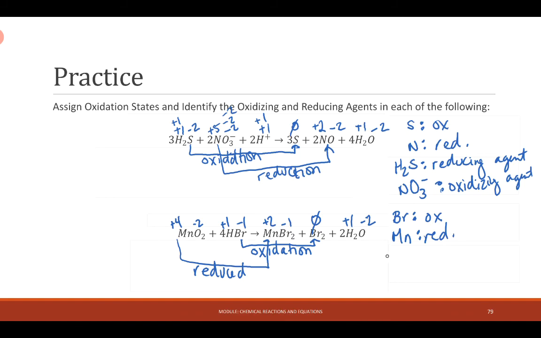So as far as my oxidizing and reducing agent go, my manganese is causing oxidation. So that means my MnO2 is my oxidizing agent. And my HBr is my reducing agent.